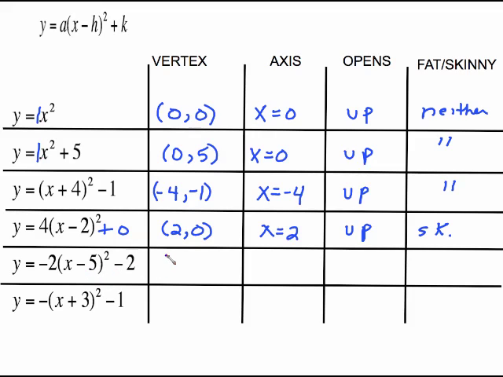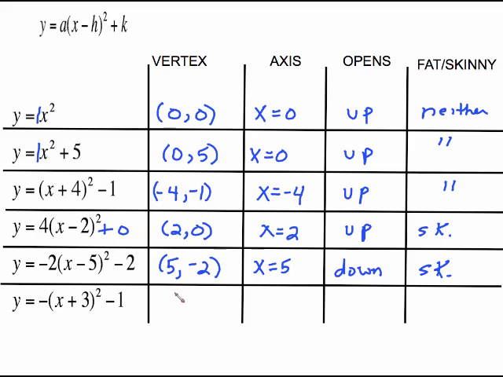With this one, take a look at your inside parentheses that says x minus 5. So the first part of the vertex is positive 5, comma, -2. Axis is x equals 5. Because this is a negative value in front of the parentheses, we know this opens down. But because this absolute value is greater than 1, it is also skinny. So it's upside down and skinny.